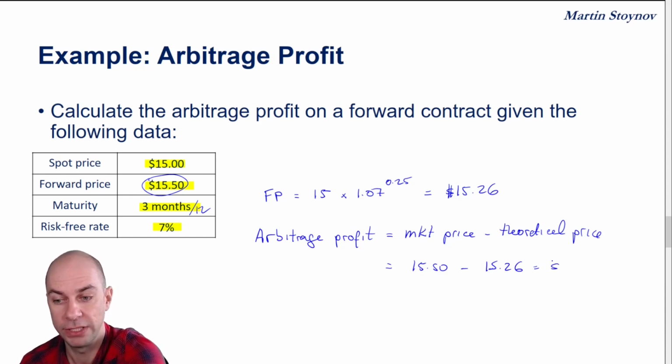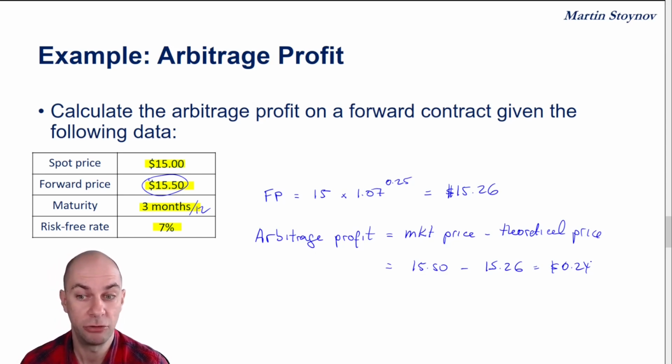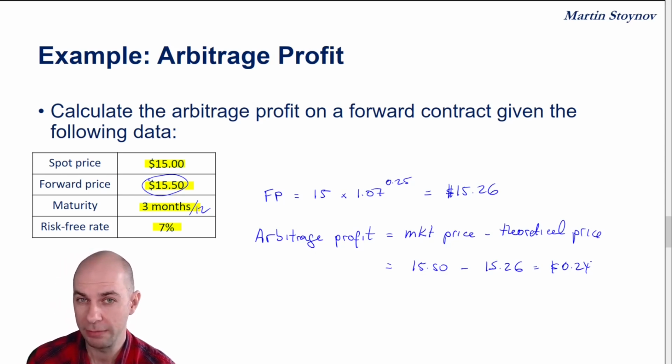Well, there is a delta here of 0.24. So the arbitrage profit here is 24 cents. Now, we could also say that because the forward price is above the theoretical, we should be exploiting this. Pause the video and think about it. What's the name of the strategy?